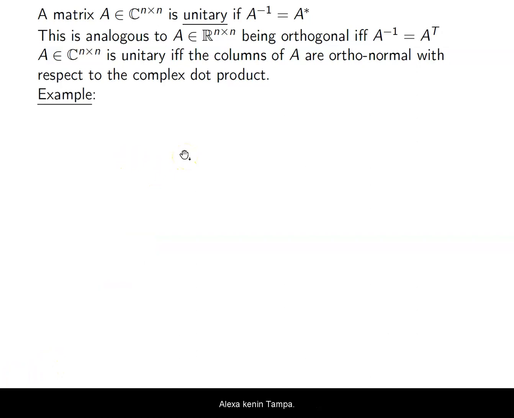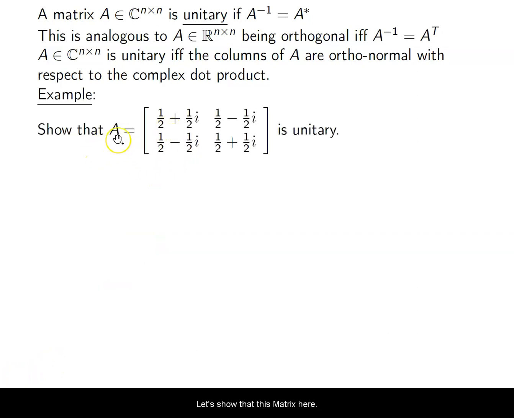So let's look at an example. Let's show that this matrix A, which has complex entries, 1/2 plus 1/2 I, 1/2 minus 1/2 I, 1/2 minus 1/2 I, 1/2 plus 1/2 I, is unitary. If you notice, this looks symmetric so far. Although if we try to do A star, it's not necessarily going to be the same thing, right? Because we'd have to conjugate everything and that'll give us different values. But we're trying to show that it's unitary, okay?